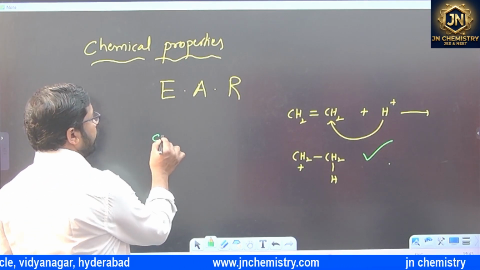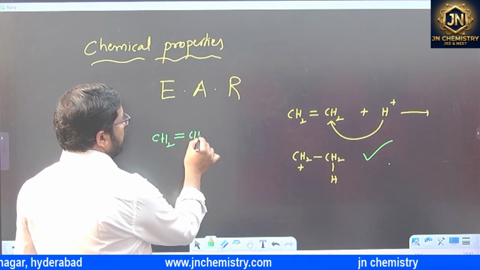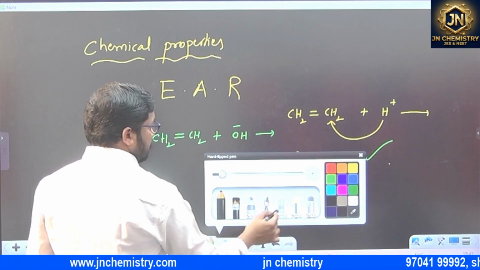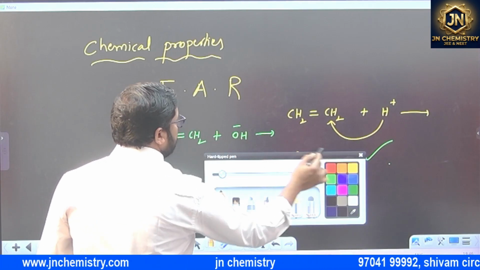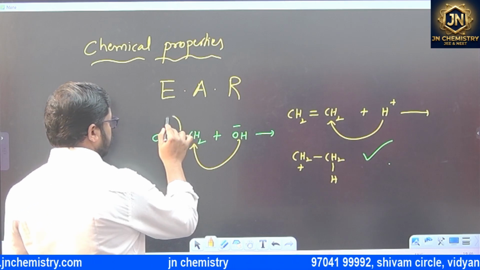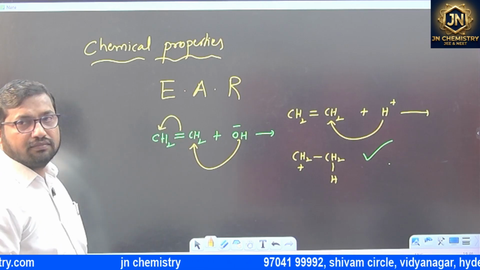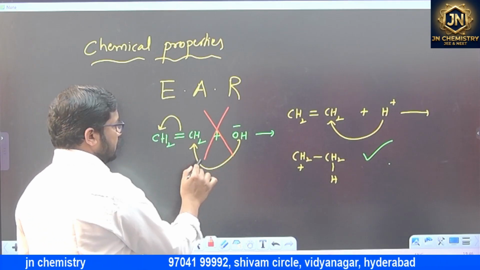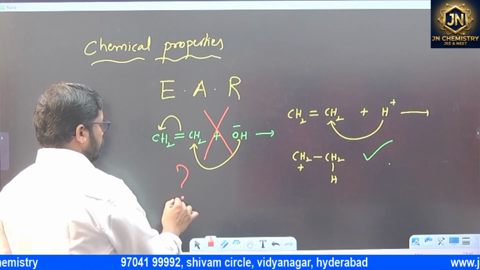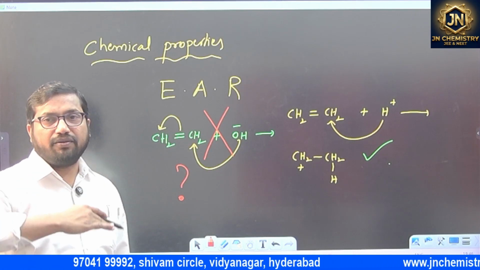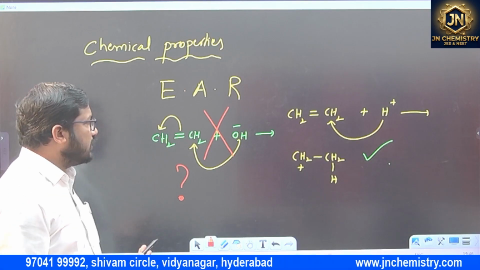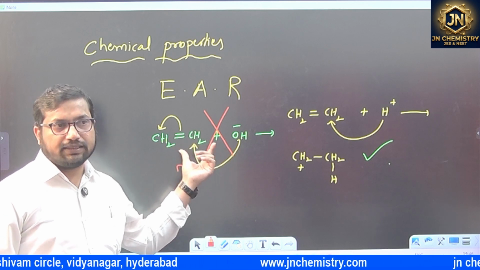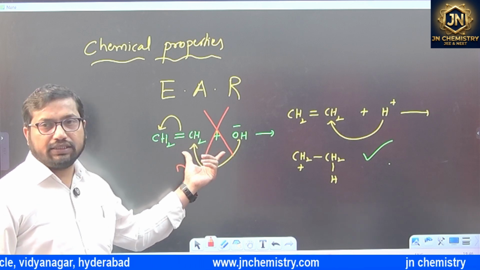For example, OH minus. Is it possible? It is not possible. Why? Above and below the alkene, electron density is there, negative charge, and OH minus also has negative charge, so due to electron repulsion it is not possible.